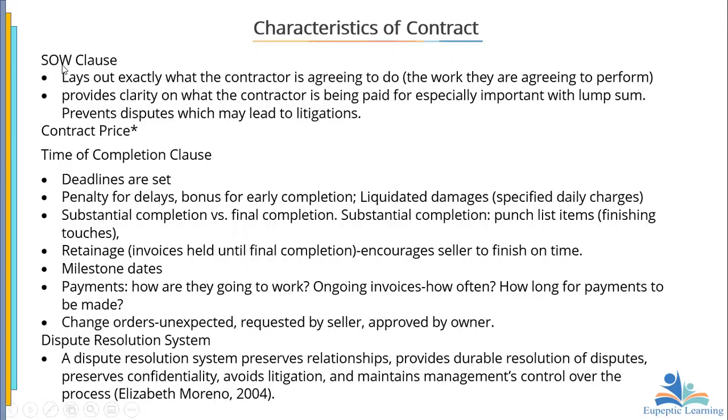Now, statement of work clause. It lays out exactly what the contractor is agreeing to do. In other words, the work they are agreeing to perform, and provides clarity on what the contractor is being paid for. This is very important in the case of a lump sum contract. It also prevents disputes which may lead to litigations. You see, the SOW will lay out everything that has to be done.